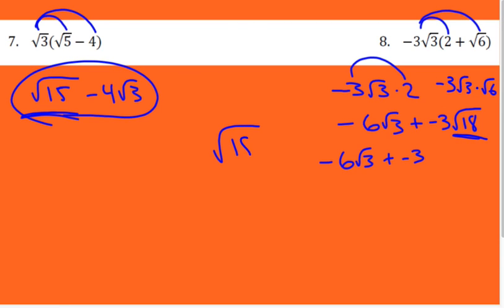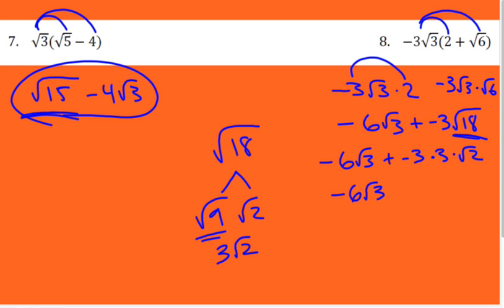If you remember a few slides back, we broke up 18 into square root of 9, square root of 2. This is really just 3. So what I'm going to have is negative 3 times 3 times square root of 2. So negative 6 square root of 3 minus 9 square root of 2. That's as far as I go. I cannot multiply those together because I'm subtracting. I am not multiplying.